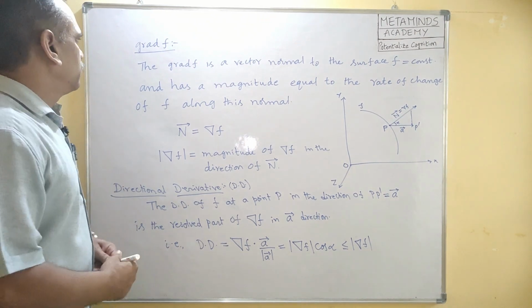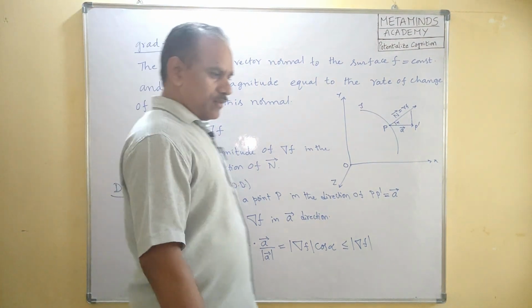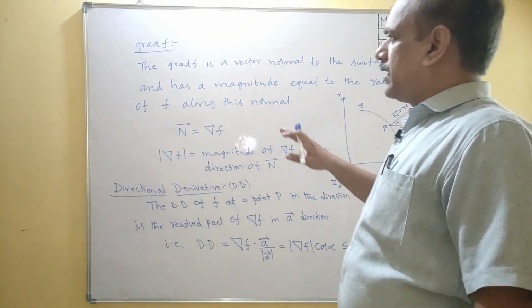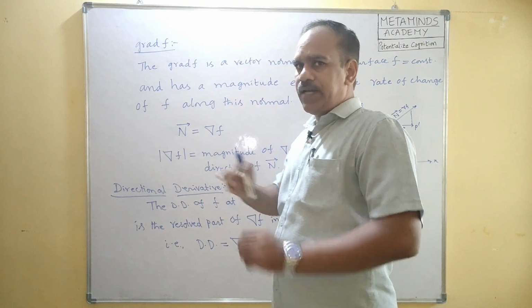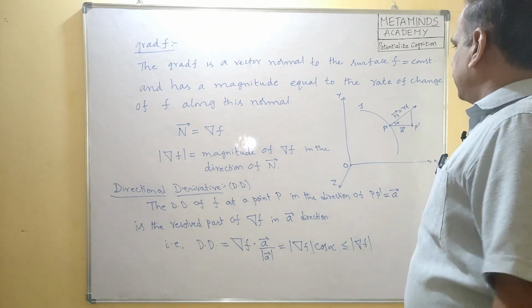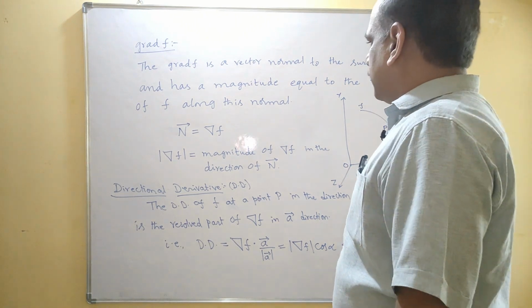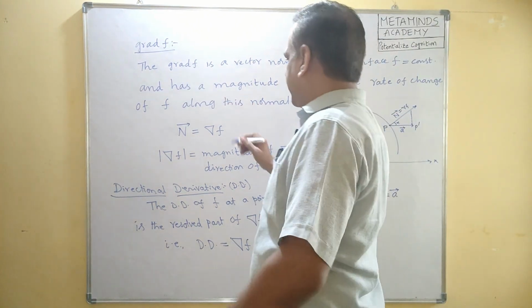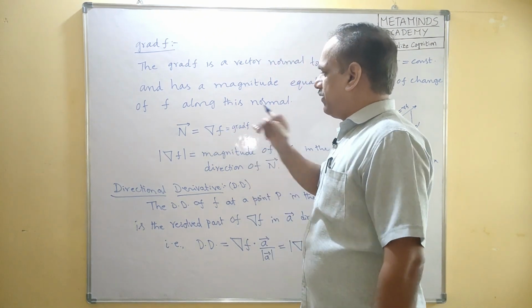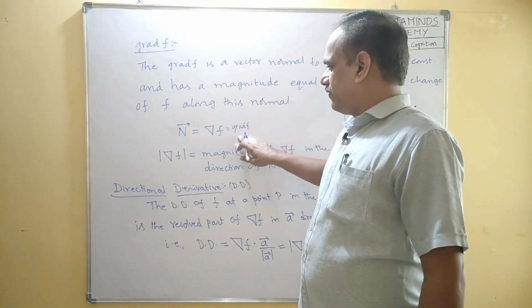In vector differentiation, grad f has a lot of importance, because the normal to the given surface f is in the direction of grad f. Suppose f is the given surface, that means f equal to constant is the given surface, then you find grad f. Grad f, a gradient of f, which is del f. f is a scalar point function. So del f is a vector, right?